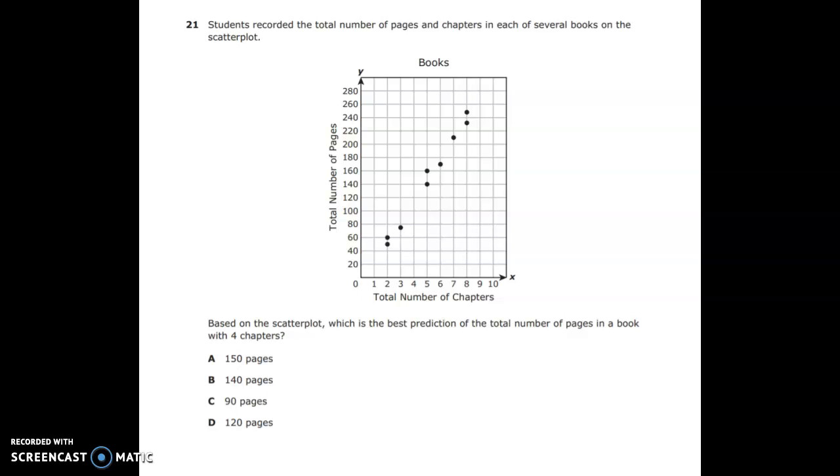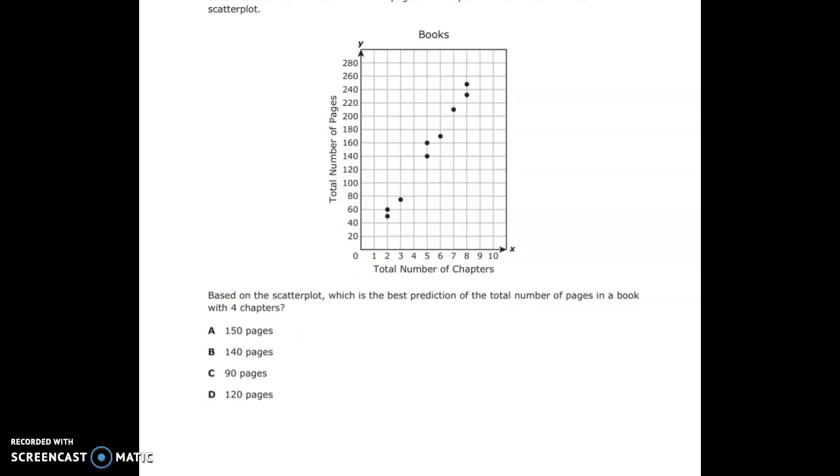Number 21. Students recorded the total number of pages and chapters in each of several books on the scatter plot. Based on the scatter plot, which is the best prediction of the total number of pages in a book with 4 chapters? So the scatter plot title is books, total number of chapters along the bottom, and total number of pages along the side. 150 pages, 140 pages, 90 pages, 120 pages.